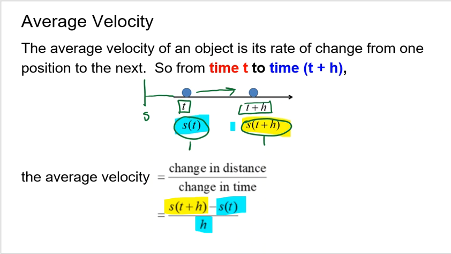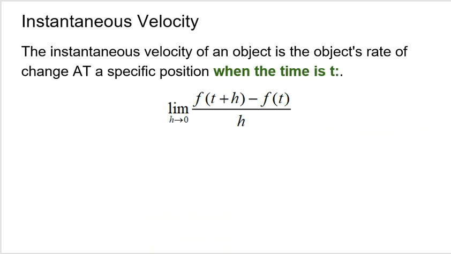Now, again, that formula should look very familiar because, of course, that is the average rate of change formula. All I'm doing is using S instead of F. What's the difference, right? And then, of course, we have instantaneous velocity. So the instantaneous velocity of an object is the object's rate of change at a specific time. When that time is t, we could find that object's single velocity at that one instant. And of course, this requires the derivative, right?